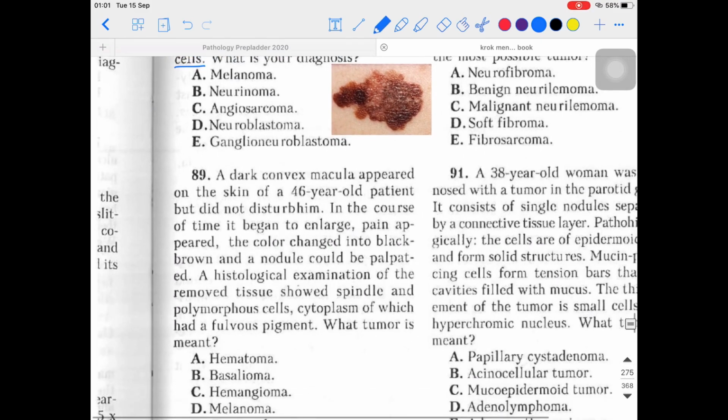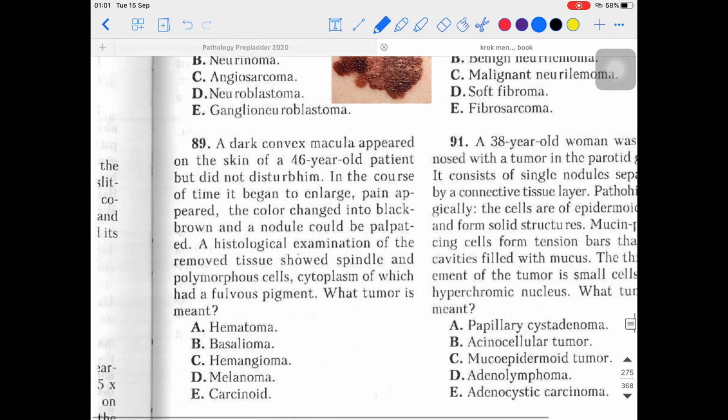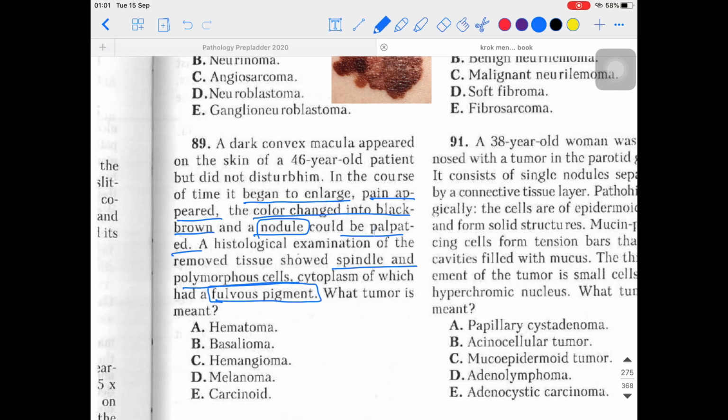Question number 89. A dark convex macula appeared on the skin of a 46-year-old patient but did not disturb him. In the course of time it began to enlarge. Pain appeared. Initially the pain was not there, but now the pain appeared. The color changed into black, brown, and a nodule could be palpated now. Histological examination of the removed tissue showed spindle and polymorphous cells, the cytoplasm of which has a fulvous pigment. So again they are talking about fulvous pigment. They were talking about a nodule now, as it began to enlarge, and pain appeared.